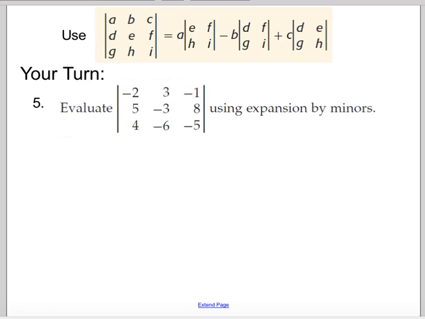All right. So now I've got one for you to try. So go ahead and try that out. You can pause the video and then I'll go through the solution. Alright, so let's go through the solution.